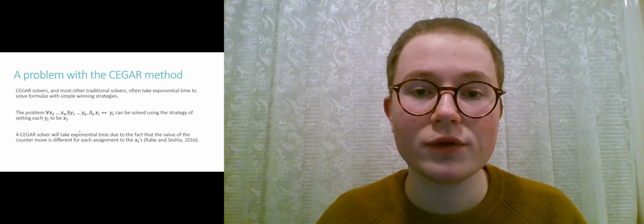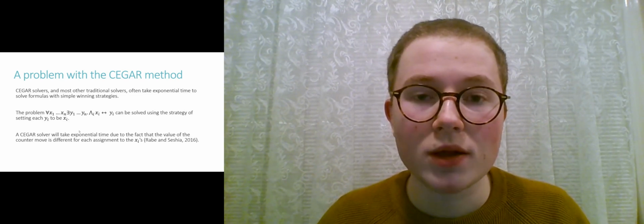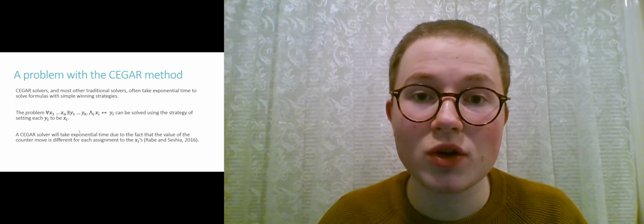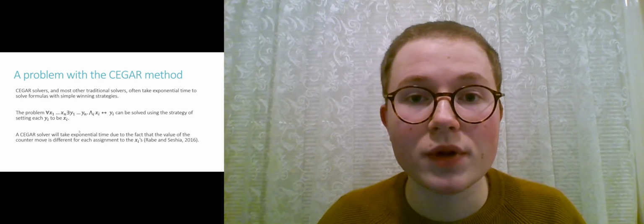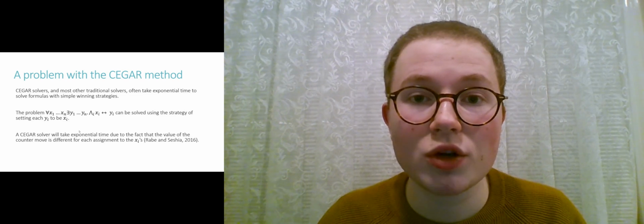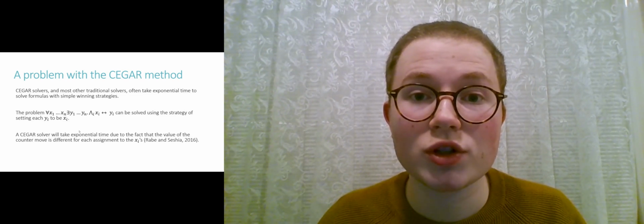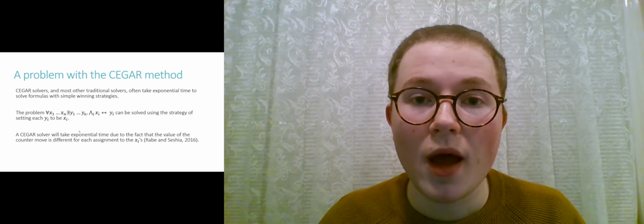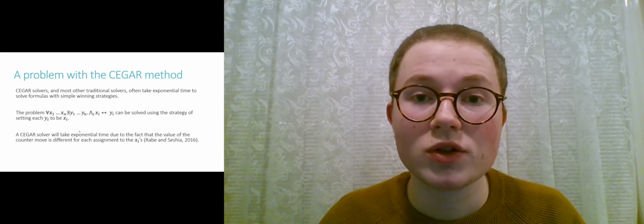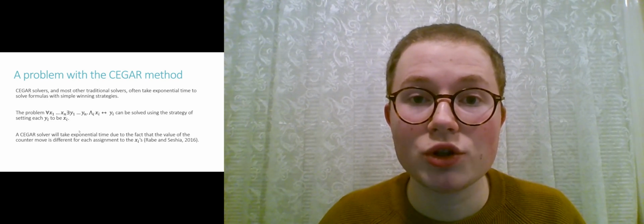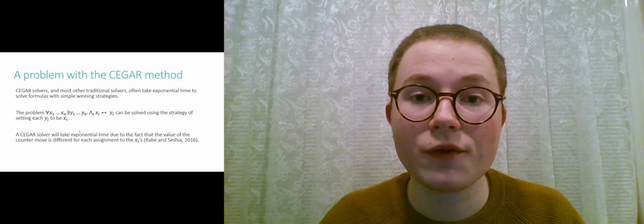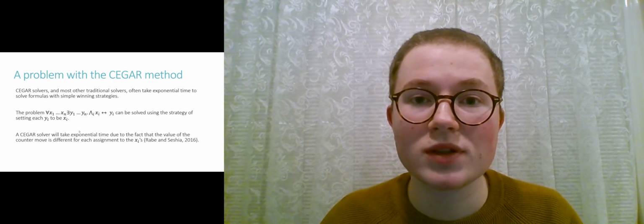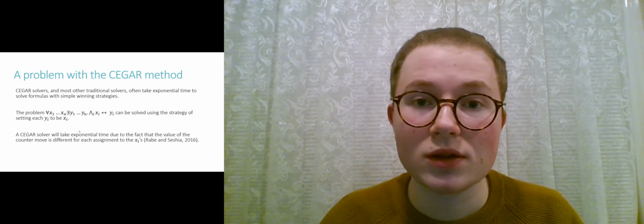While the Seeger method achieves good performance, there is a problem with it, in that for many QBFs with simple winning strategies, a Seeger solver will take exponential time to solve it. An example of one of these QBFs is shown in the slide. This QBF can be easily solved by using the strategy of setting each yi to be xi, proving that the QBF is true. A Seeger solver will take exponential time to solve such a QBF, as for each setting of the x's, there is a unique and different counter move. Therefore, to prove that the formula is true, the Seeger solver must see every single assignment to the x's, taking exponential time.